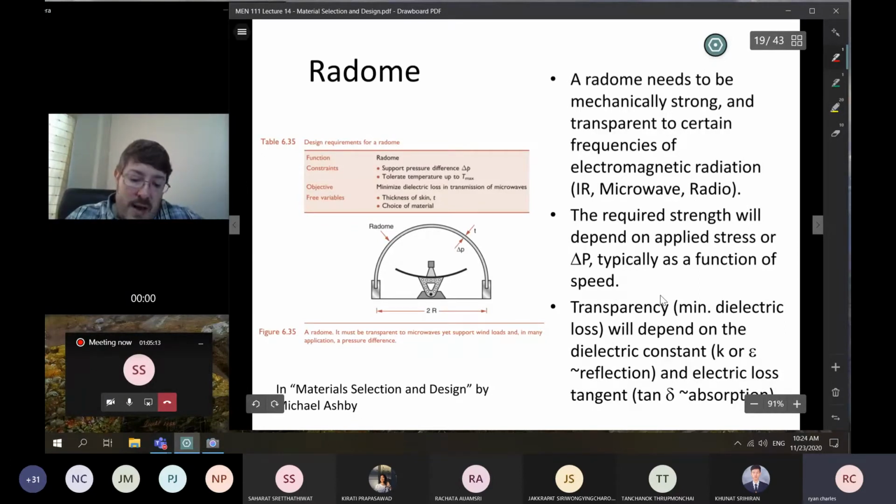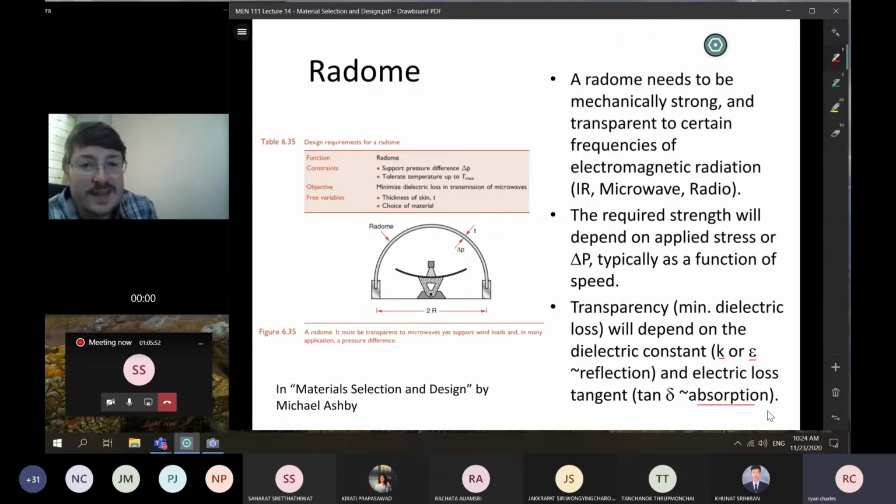Transparency. This will be minimum dielectric loss. Right, this is not visible transparency. So we have minimum dielectric loss. This will depend on the dielectric constant, so you might see dielectric constant K or perhaps epsilon. This is basically reflection. How much is it going to reflect from the material? And the dielectric loss tangent or tan delta here, which is basically the absorption component.